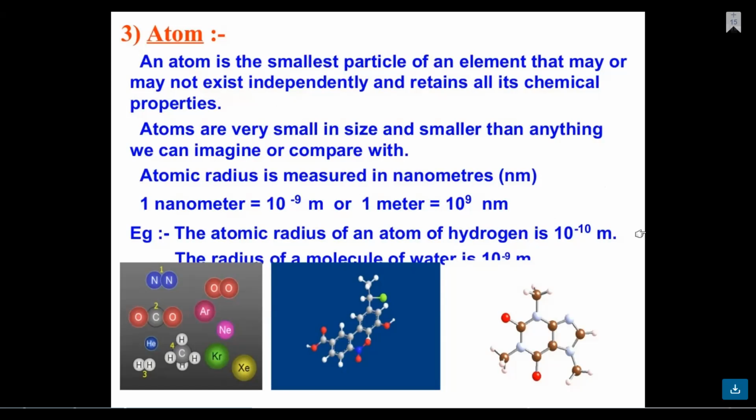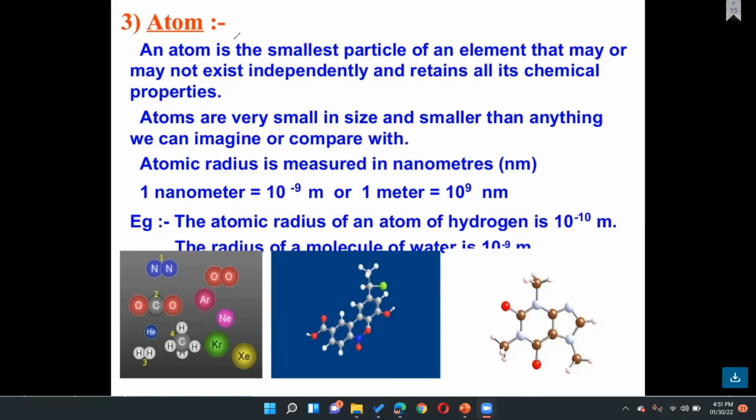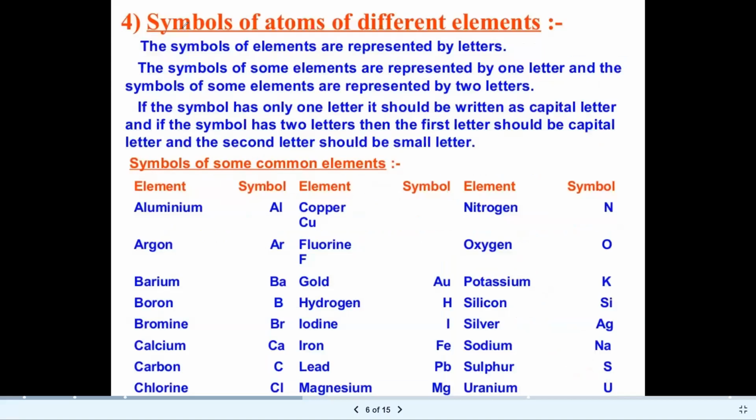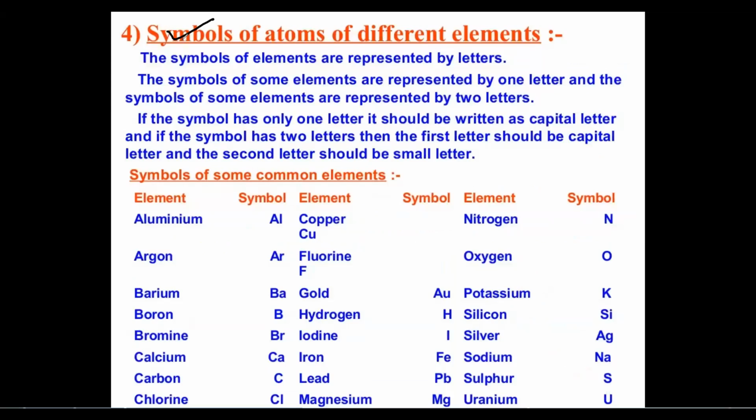Now going to the next topic, which is the symbols of atomic elements. We know that elements can be represented in terms of symbols. Some of the elements can be represented by two letters, and some of the symbols of elements can be represented by one letter.